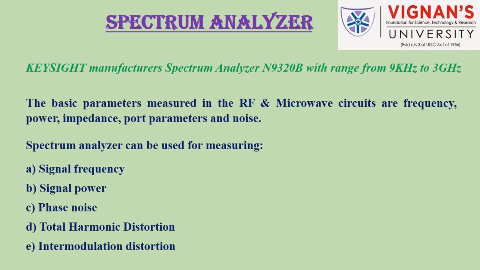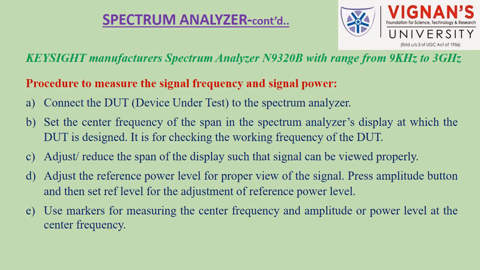Generally, by using the spectrum analyzer, we can measure the signal frequency, signal power level, phase noise, total harmonic distortion, and intermodulation distortion. In this particular video, we are going to see how to measure the signal frequency, signal power and the phase noise by using a spectrum analyzer. So this is the procedure to measure the signal frequency and the signal power by using the spectrum analyzer.